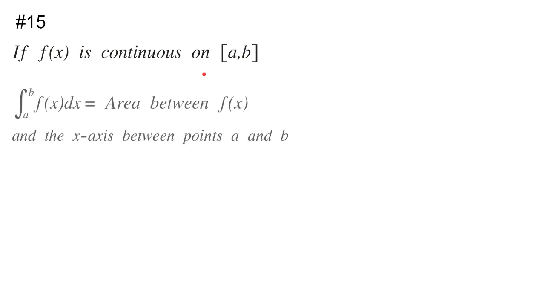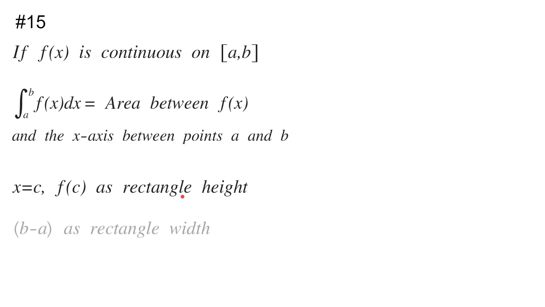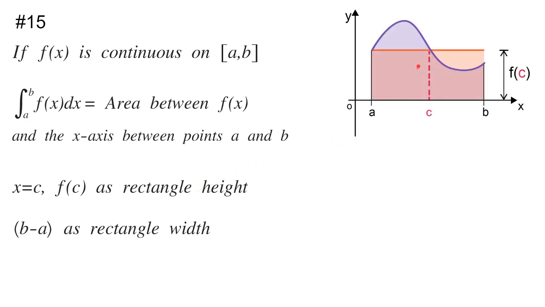And for number 15, we're asked to discuss the calculus and geometry behind the average value of a function. Let's say we have this function, f of x, that's continuous on the closed interval from a to b. We know that the area between f of x and the x-axis between the points a and b is just the integral from a to b of f of x dx. That's just the fundamental theorem of calculus. So we can say that there's some point c on the closed interval a to b where f of c acts like a rectangle height, and naturally b minus a acts like a rectangle width. This is a graphic of what that might look like.